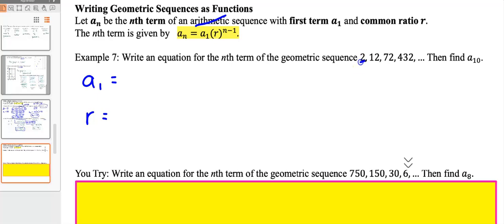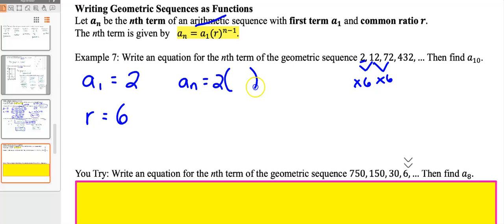So again, first term is pretty easy to find. It's the first number. It's 2. The common ratio is what are they multiplying by? So how did they go from a 2 to a 12? They multiplied by 6. 12 times 6 is also 72. So hey, my common ratio is a 6. So if I'm going to write an equation, I'm going to start off with a sub n. Your a sub 1 was 2. Parentheses, your common ratio is 6. And then n minus 1. And we're done. So that is the equation for finding the nth term.